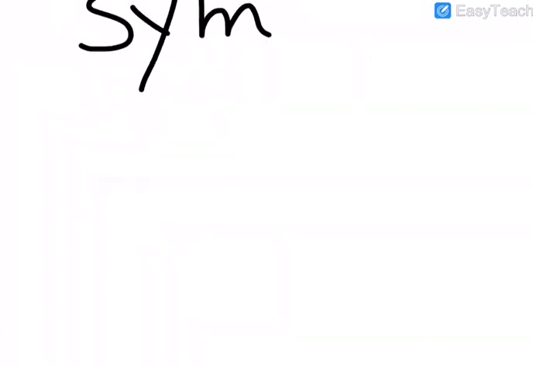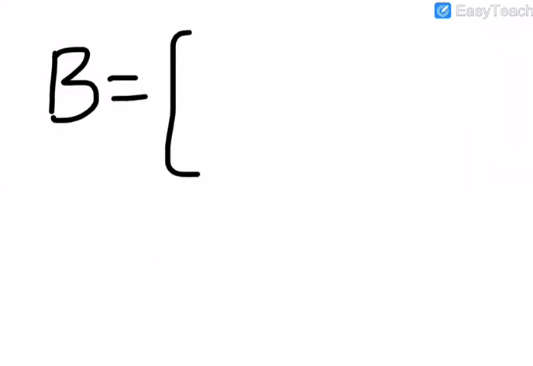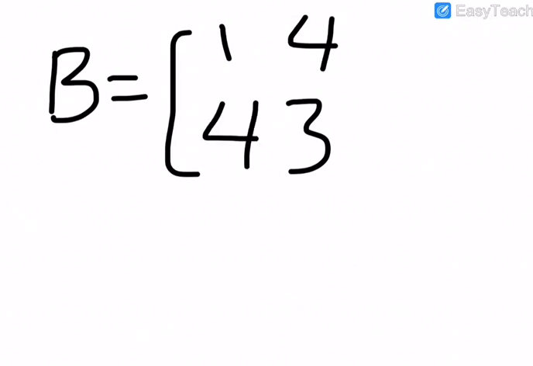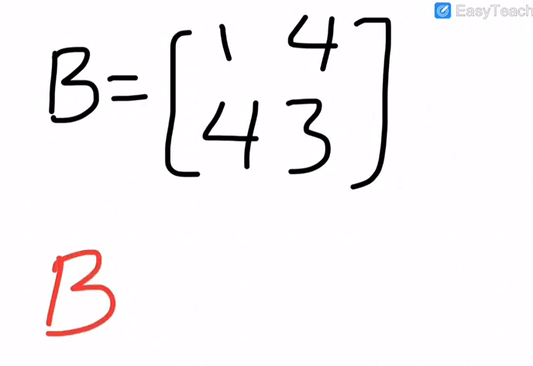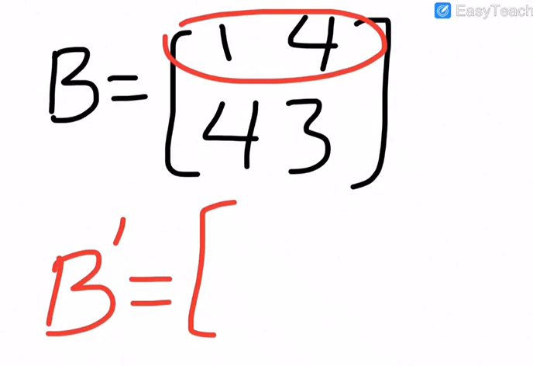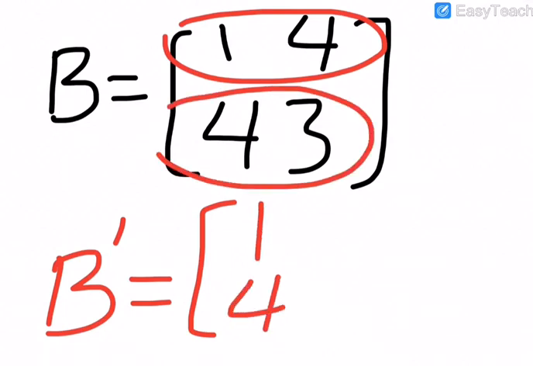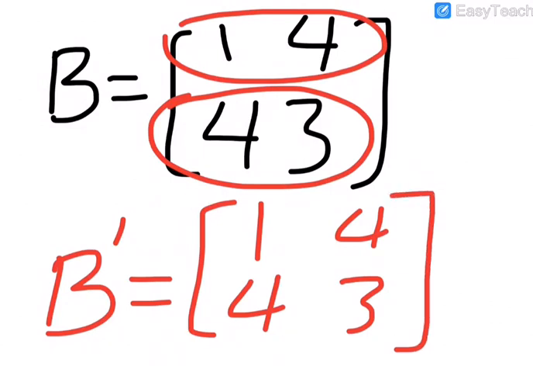Let's say, for example, I want to give you an example of this one. Let's say B is equal to 1, 3, and 4, 4. So now what is the transpose of matrix B? I take the first row, write it as the column. The second row, write it as the column. Wow, you see? B prime is the same as B. So the B matrix, we call it a symmetric matrix.